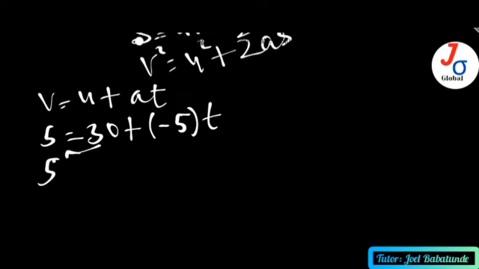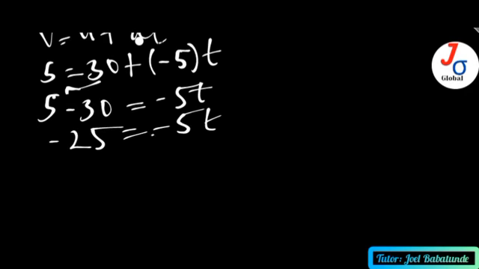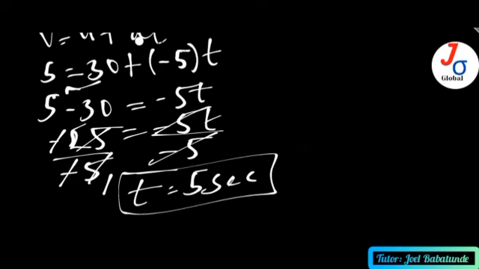Take this to the other side, that becomes minus 5 minus 30 equals minus 5 T, and that gives us minus 25 equals minus 5 T. I'm dividing both sides by minus 5. So minus 5 cancels out minus 5, minus cancels out minus, 5 here 5. So I have T equals 5 seconds. So I've answered the first question.